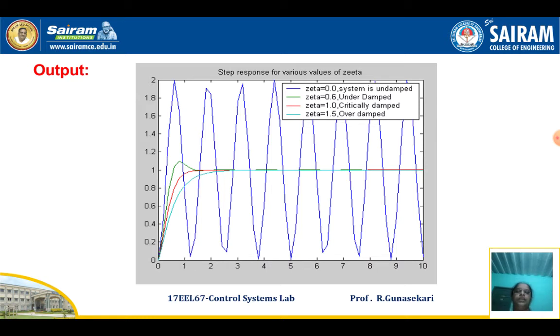The blue color is nothing but the undamped system. The 0.6 value means the underdamped case. And then 1.0 means the critically damped case. Zeta equal to 1.5 means overdamped. The legend will automatically come in the corner, that is the legend command we gave.